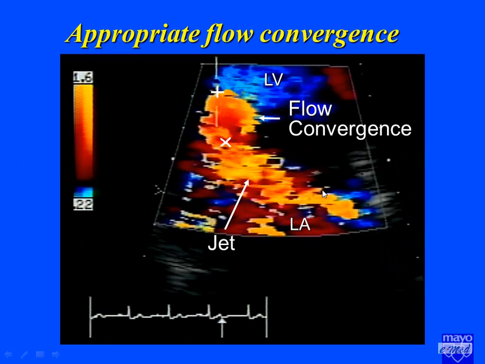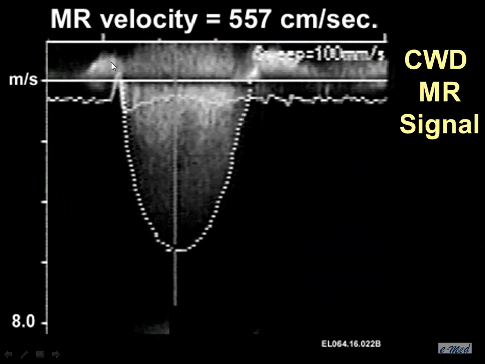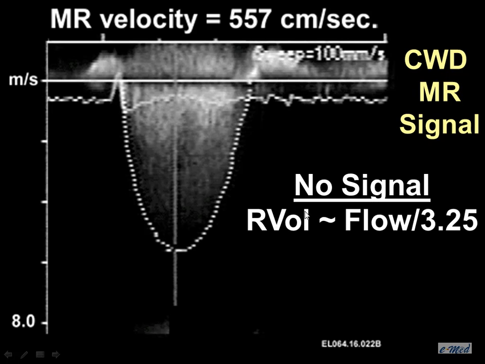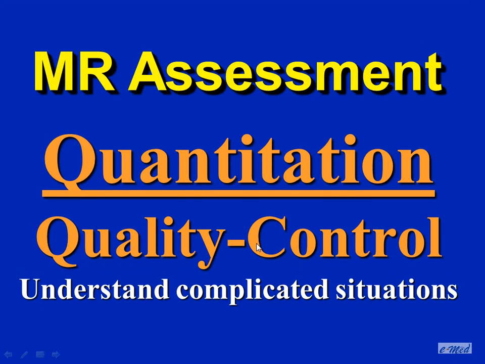And the shape of the flow convergence should look like a ball sitting on the jet. The principle is that it is hemispheric, but because we do not see the lateral flows, it looks like a ball sitting on the jet. If you have this shape, it's a good shape you can measure. And then you can measure the peak velocity, but if you cannot measure the peak velocity, there is a simplification that you can use. So you need to be able to understand complicated situations.